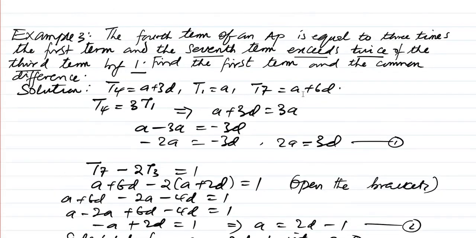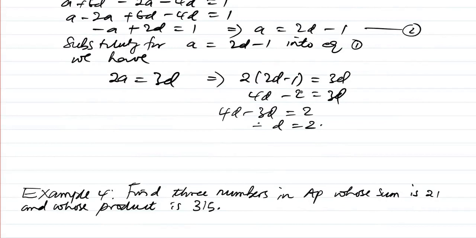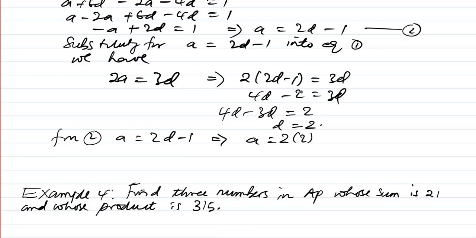So we have to find the common difference and the first term. So D is equal to 2, and from equation 2, A is equal to 2D minus 1. This implies that A will be equal to 2 times 2 minus 1, which gives you 4 minus 1, which gives you 3. Therefore, A is equal to 3 and D is equal to 2.